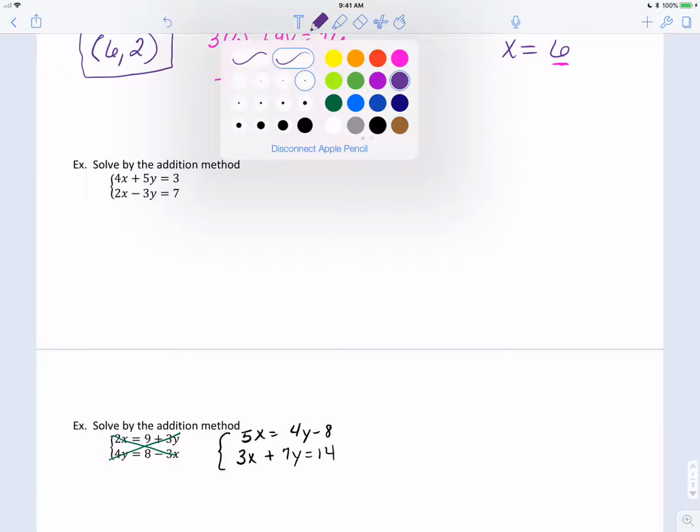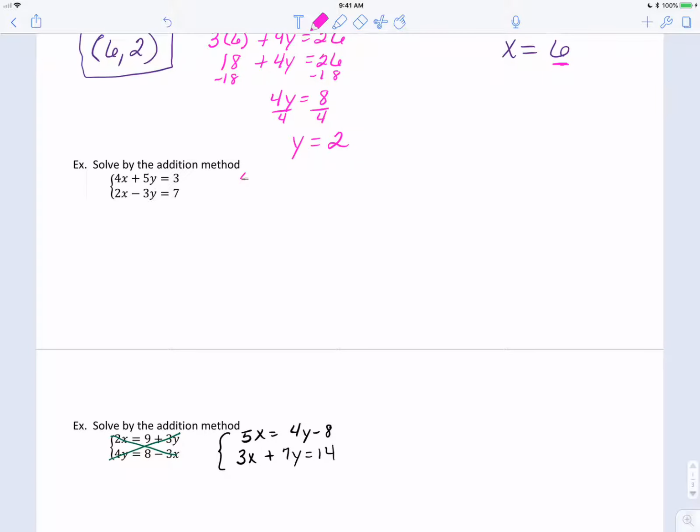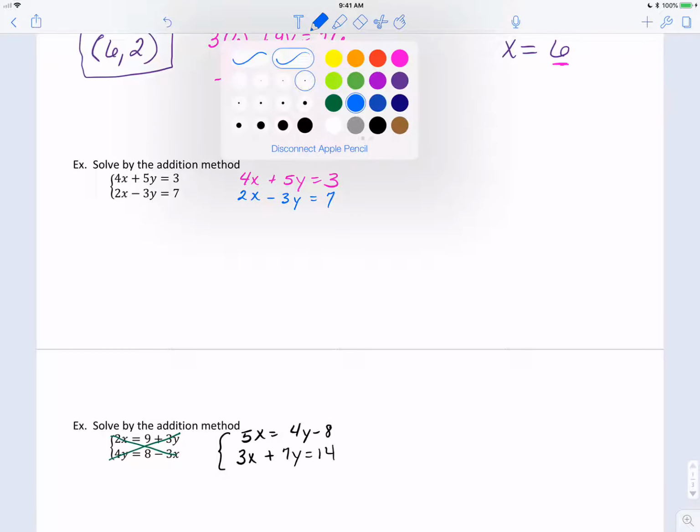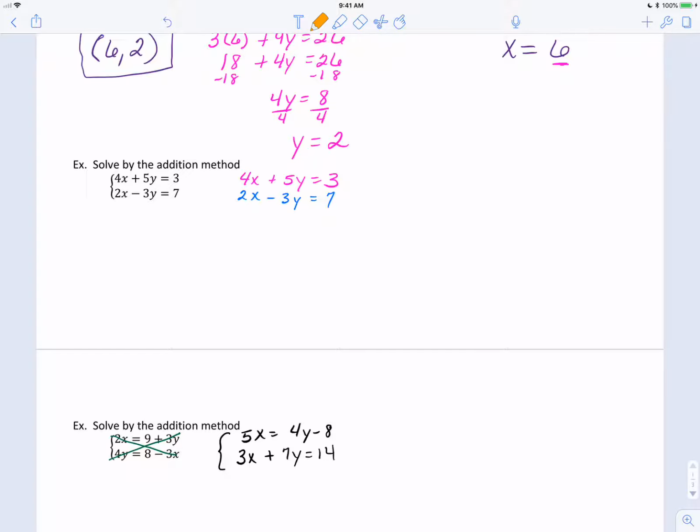Okay, next one. We have 4x plus 5y is equal to 3. And we have 2x minus 3y is equal to 7. Well, let's think about these equations, and we need to manipulate one or both of them in order to have those opposite coefficients be the same. All right, so let's see. We have a 4x and a 2x and a 5y and a negative 3y.